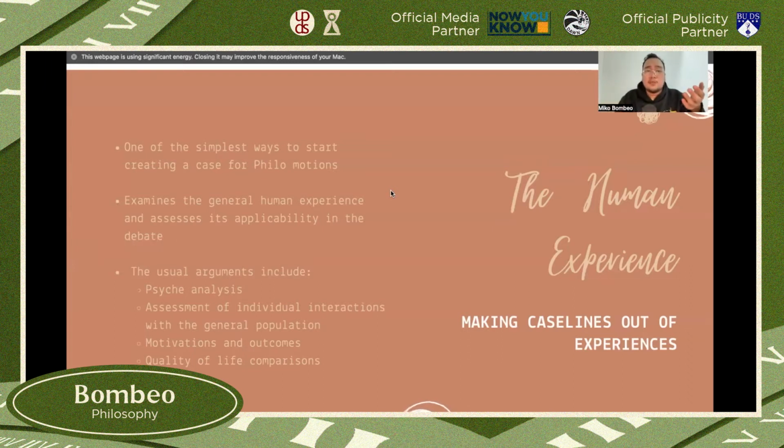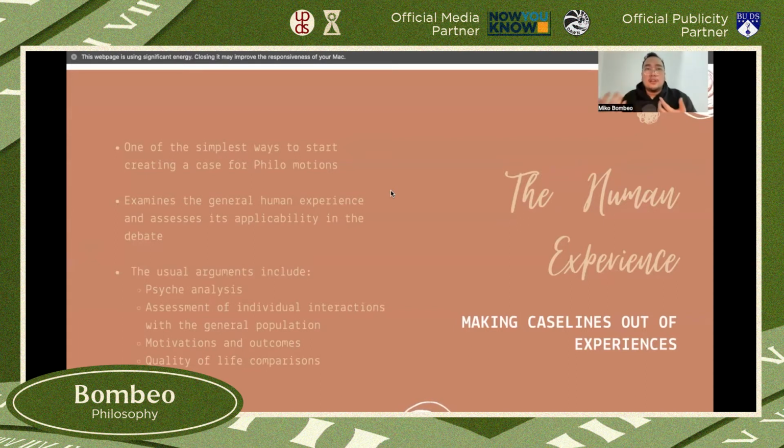So the reason why this is the simplest way to start creating a case for feel emotions is because it generally talks about something that is shared by everyone, and it's something that everyone has an intuitive way of understanding, and it leads to a better understanding of what the case is or what the motion is asking from you, whether you're on gov or op anyway. So this is generally one strategy out of multiple case lines or multiple strategies that you could employ. But I always say that the human experience is the best tool to use in order to assess what the emotions or reactions or motivations of actors are within philo debates, because you can't go wrong with using an analysis that everyone can understand and everyone can relate to.